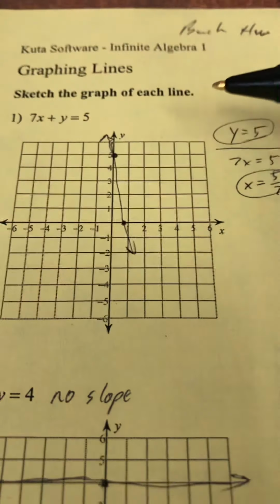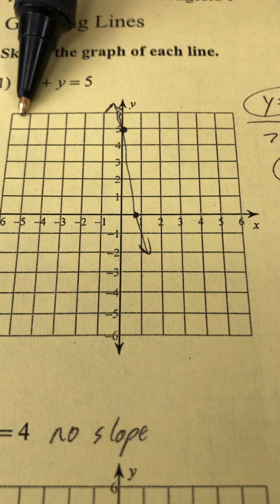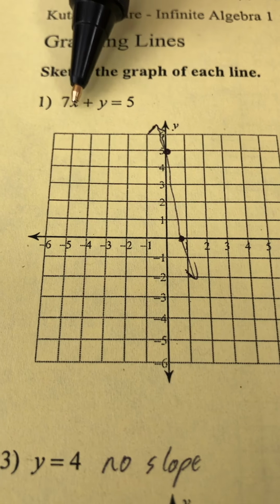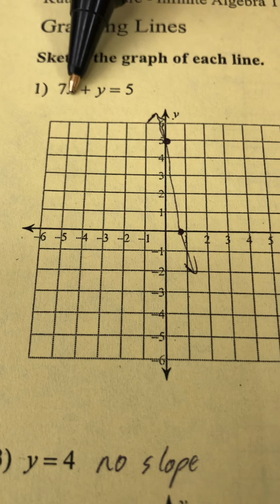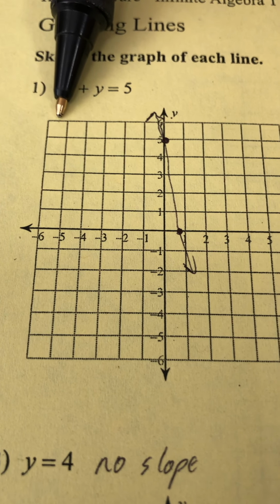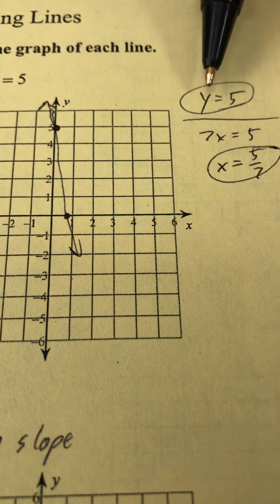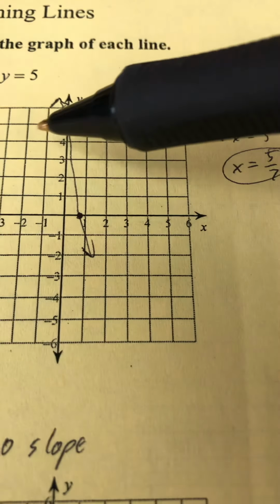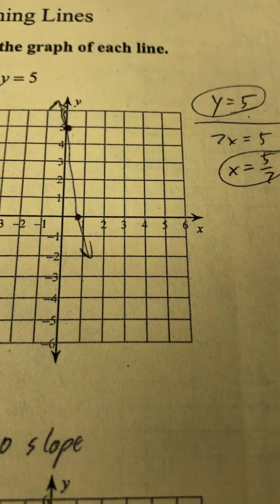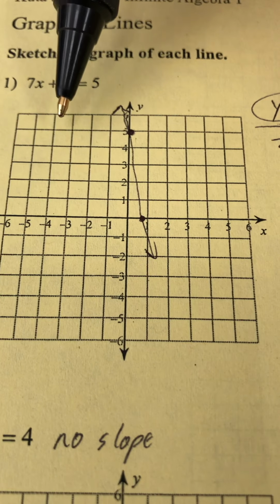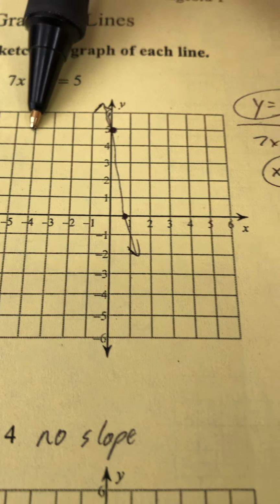So for number one, I'm going to do the x and y intercepts. I'll consider if x equals 0, so 7 times 0 would be 0, and you'd be left with, and that's why I'm covering it up, a positive y equals 5, or just y equals 5. That is my y-intercept. I go to the y-axis and put a point on 5, because y equals 5 when x equals 0.